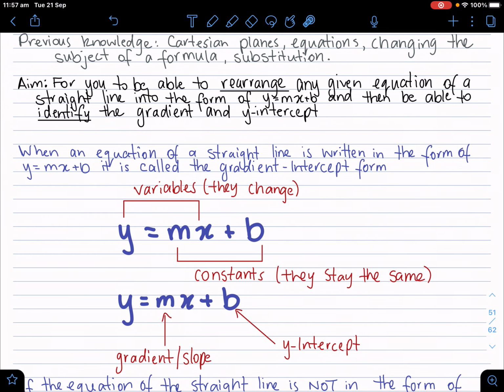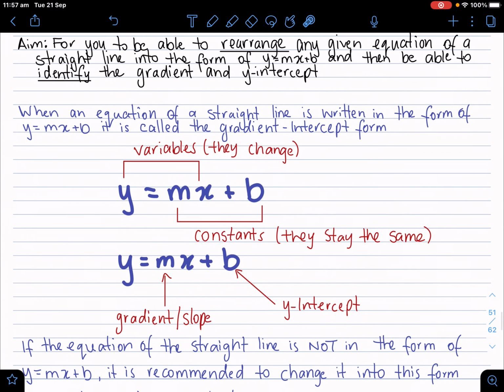When an equation of a line is written in the form of y equals mx plus b, it is called the gradient intercept form. So sometimes we'll call it the gradient intercept form, but more commonly we'll just refer to it colloquially as y equals mx plus b. So what is y equals mx plus b? Well, we call y and x variables, or things that change. And we call m and b constants, or things that stay the same. As we do a few examples, this will make sense to you.